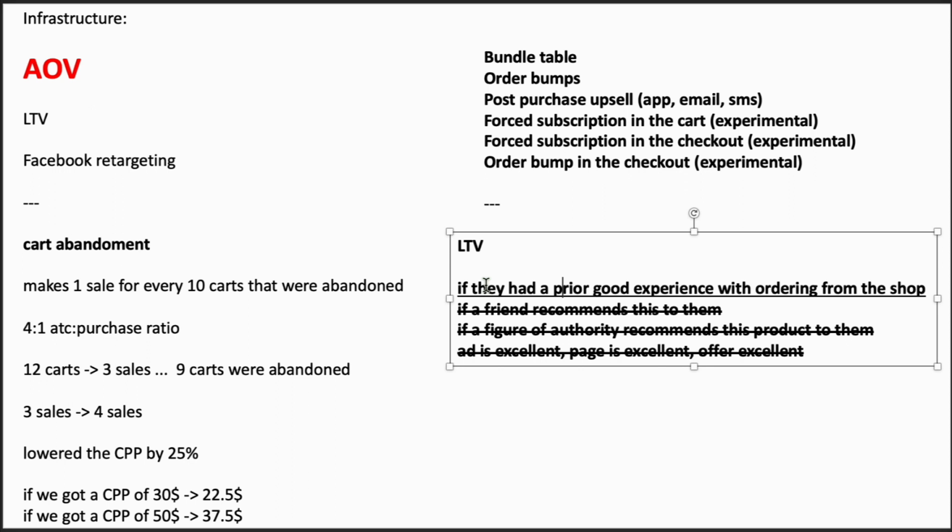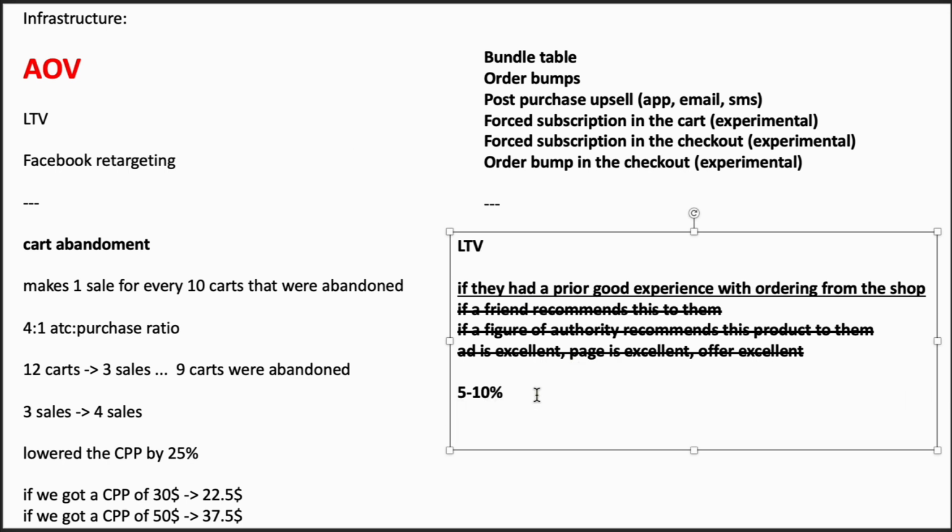But not thinking about implementing LTV loses the opportunity of doing something with people that had a prior good experience with ordering from us, right? So now we think about, okay, we want to operate somehow with the context of having a bunch of people that had a prior good experience with us, right? So let's say that there are 5 to 10% of the people that had a good experience with us. No more than that. A very low estimate, right?